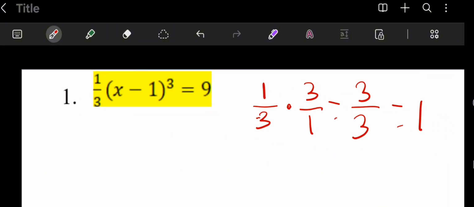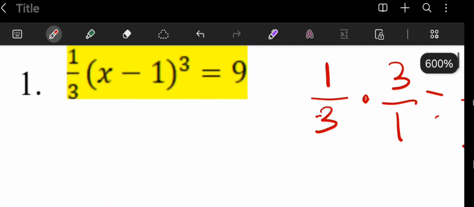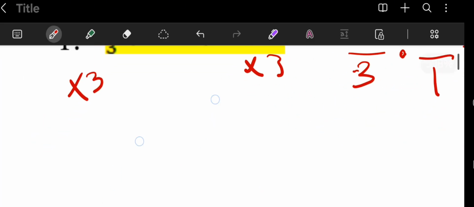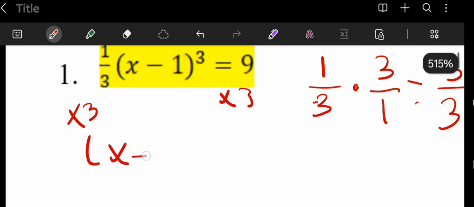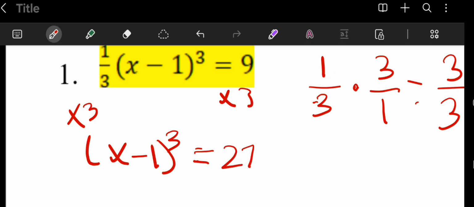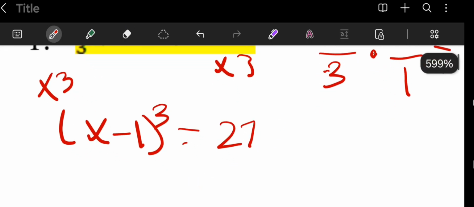So what I'm going to do is multiply both sides by 3. And then we should get x minus 1 to the 3rd power is equal to 27. Okay, so we're getting closer. We're getting there, right? But we're still not done.